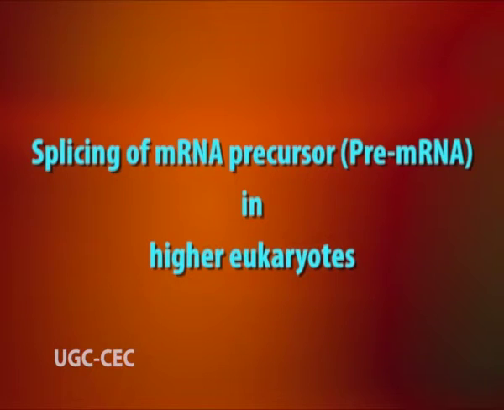There are three distinct mechanisms of intron excision from RNA transcripts. The first is splicing of mRNA precursor, pre-mRNA, in higher eukaryotes. Unlike group 1 and group 2 introns, pre-mRNA introns are not able to self-splice without the assistance of trans-acting RNA or protein factors.